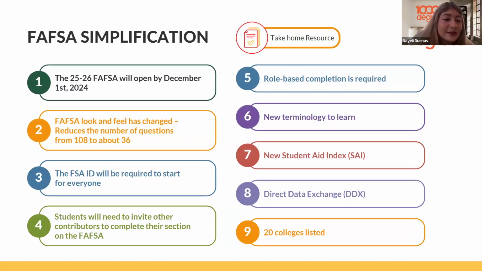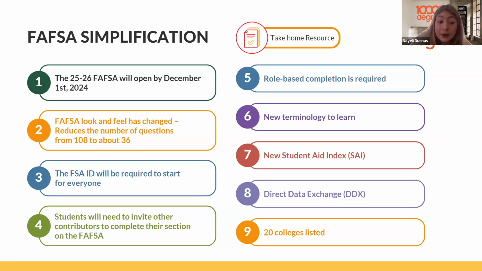So this is some of the FAFSA simplification. Starting with number 1, the 2025 and 2026 FAFSA will open December 1st, as I already mentioned. The FAFSA looks and feels different, reducing the number of questions from 108 to 36. The FSA ID will be required to start for everyone, meaning the parent and the student will have to have an FSA ID to successfully submit an application.